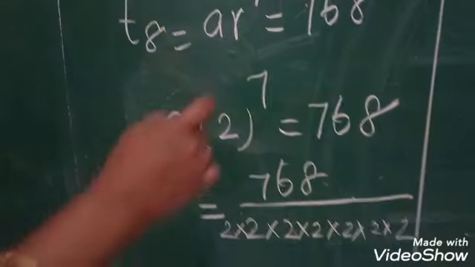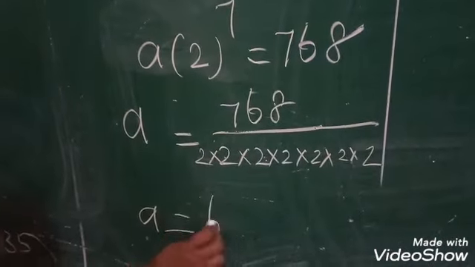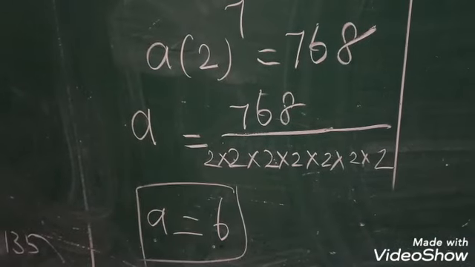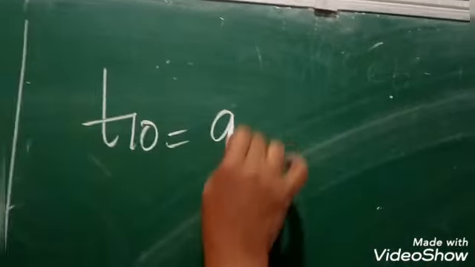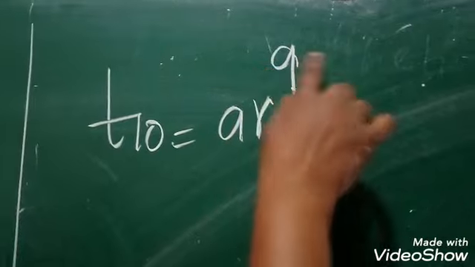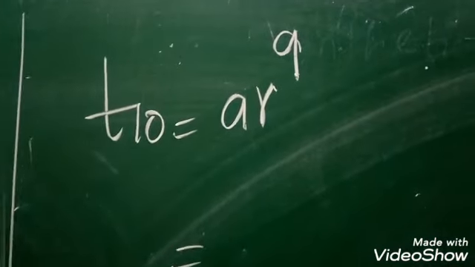If you divide, you will get A is equal to 6. The question is the 10th term, so T10 is equal to A r power 9, that is, 10 minus 1. Now we have found the A value.